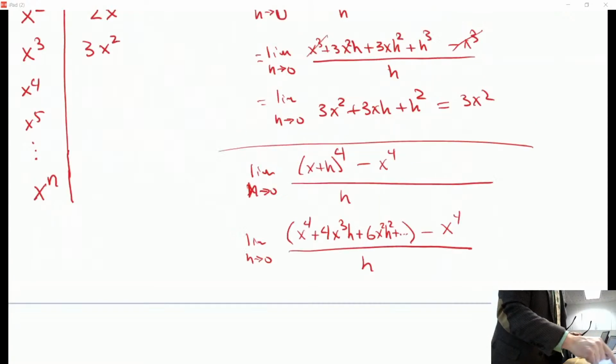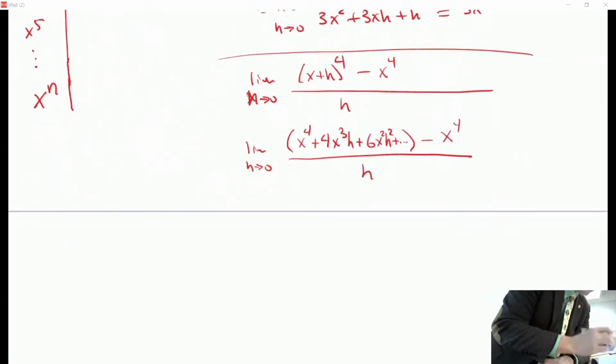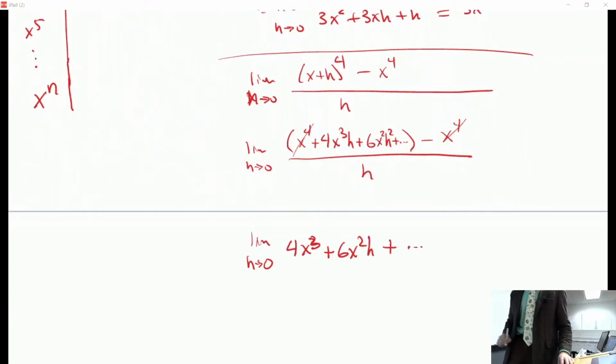Like it did up here. I mean, look up here. This stuff, it all went away, didn't it? The h squared, the h, all went away. So as a mathematician, we sometimes do this. We'll say there's going to be other stuff, all multiples of h cubed, h to the 4th, whatever. So let's go ahead and cancel, and we're left with the limit as h approaches 0 of 4x cubed plus 6x squared h plus a bunch of other stuff that has even higher powers of h.